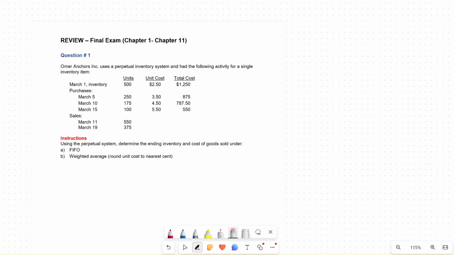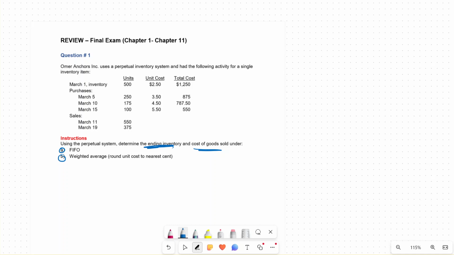First one is inventory. A company can have a periodic inventory or a perpetual inventory. This question, we're going to work out with the perpetual inventory system. Omer Anchor uses a perpetual inventory system and had the following activity for a single inventory item. The company is buying and selling in the same month. We need to calculate the ending inventory and cost of goods sold using FIFO and using a weighted average method.